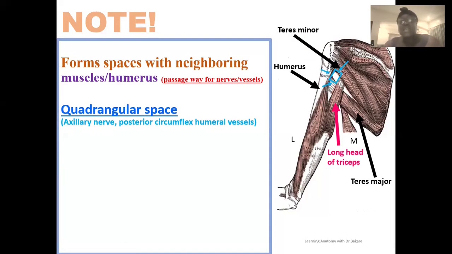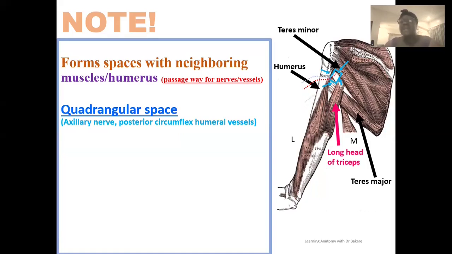Specifically, it is the surgical neck of the humerus that borders the lateral limit of the quadrangular space, while medially is where we have the long head of the triceps brachii muscle. So you see this space created around this region and bordered by the different structures that we have highlighted. It creates the passageway for the axillary nerve, which we know is an emergence from the brachial plexus, and also the posterior circumflex humeral artery, which is an emergence from the axillary artery.